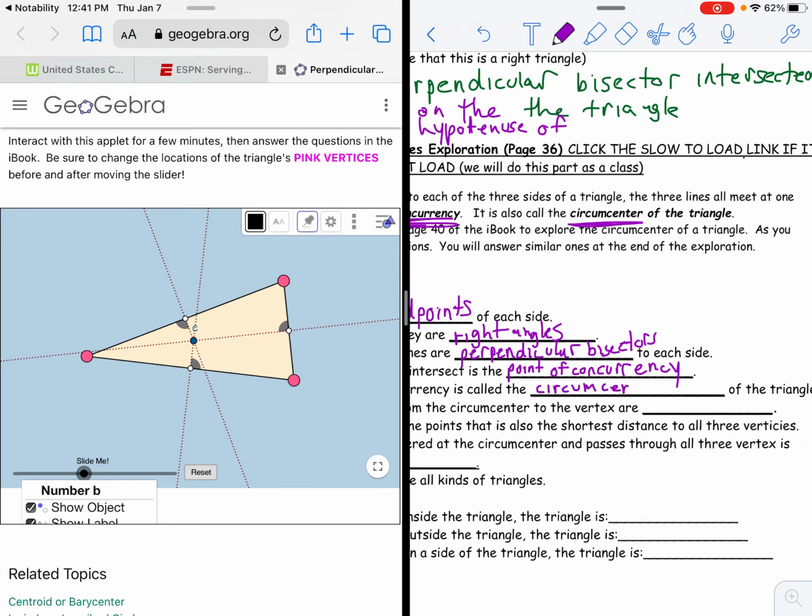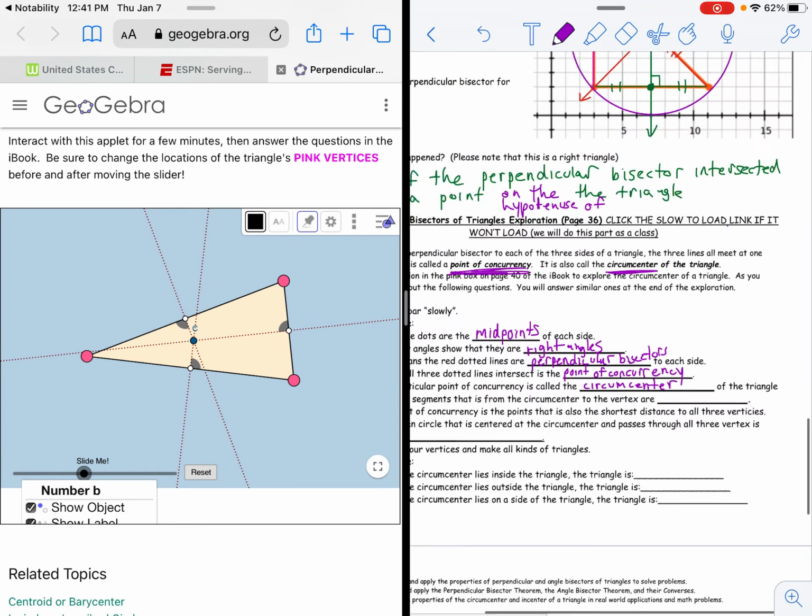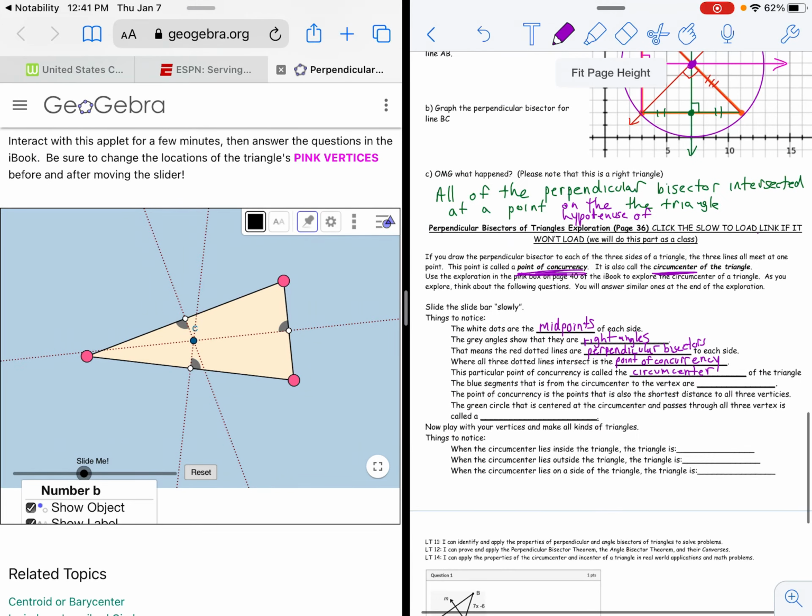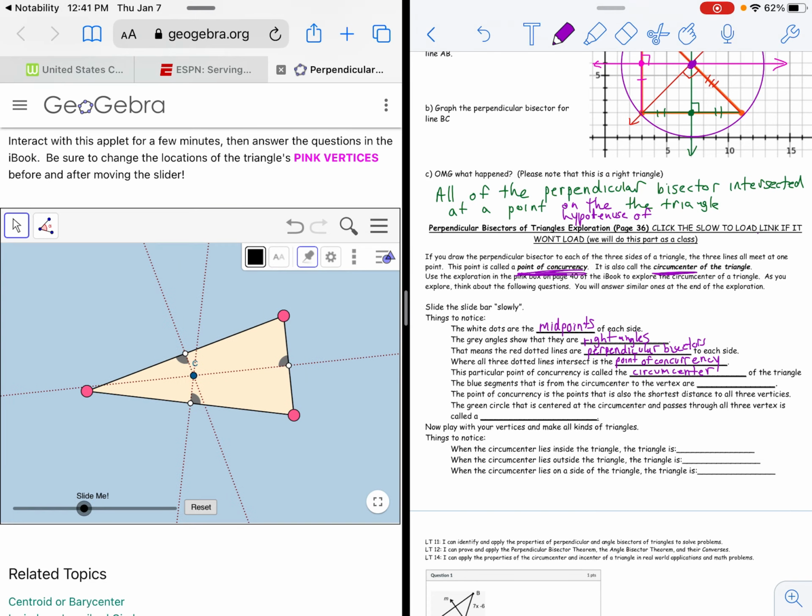So this is intense vocabulary right now: circumcenter. There are going to be three centers we talk about in total. You've got to know which one's which. Circumcenter is the one formed by the perpendicular bisectors. All right, now let's continue to slide stuff.